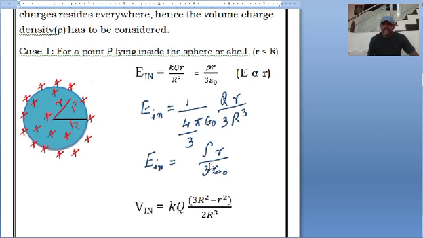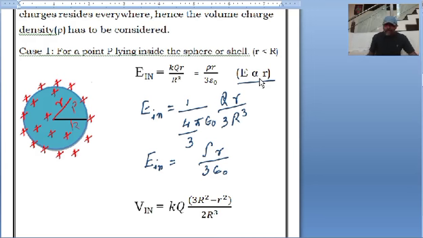So this is the equation. Another important point you have to notice here is that the electric field intensity is directly proportional to r, where r is the distance of the point from the center of the sphere.